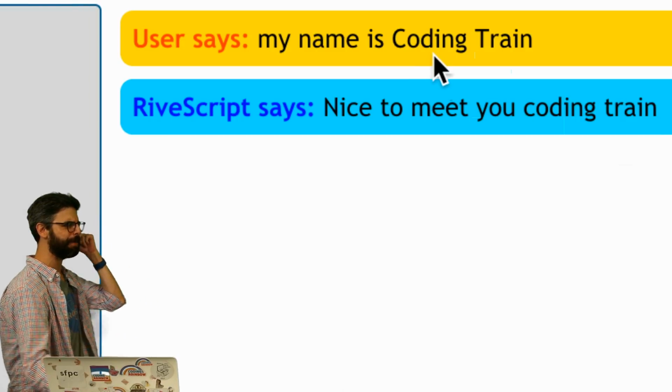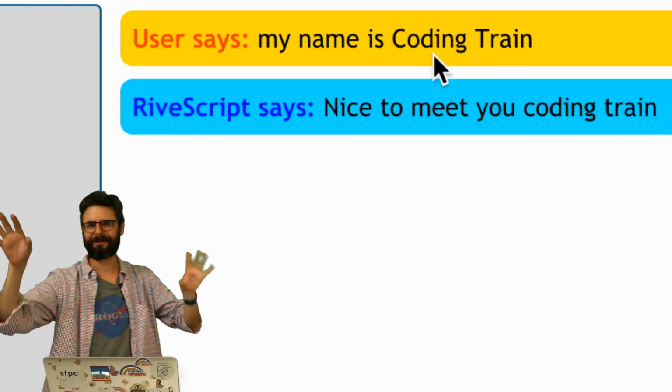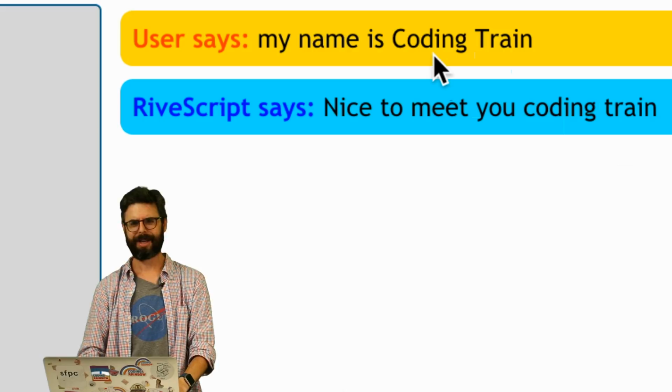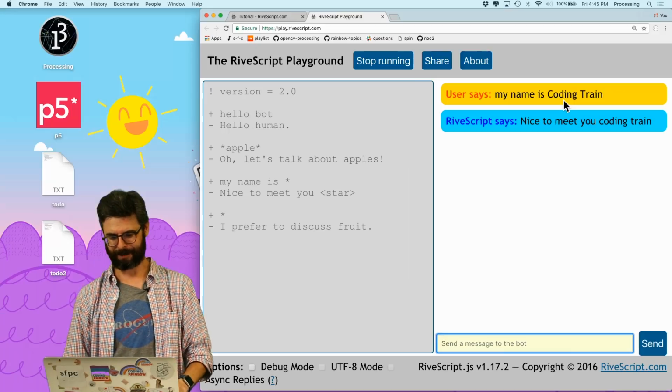And it didn't keep my capitalization, and there's probably some way that I could configure that. We could look through the documentation. And that's a little bit weird, my name is Coding Train. But so that's one thing you could do.